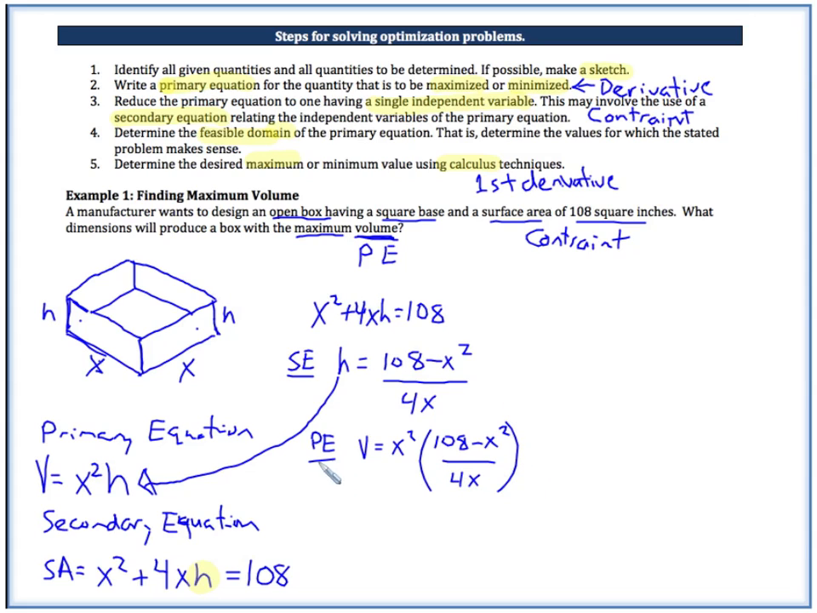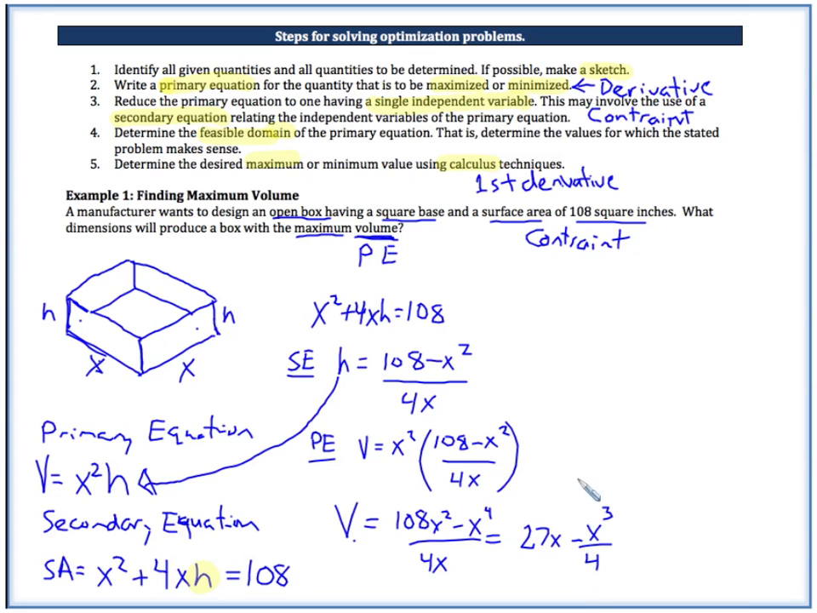And because we want to take the derivative of this, we want to simplify this so that we don't get product rule, quotient rule. So we have the volume here is going to equal 108x squared minus x to the 4th over 4x. And one trick we can do is actually divide each of these by 4x. So we're going to divide here 108x squared over 4x, which gives me 27x. And then negative x to the 4th over 4x, which is going to be minus x cubed over 4.